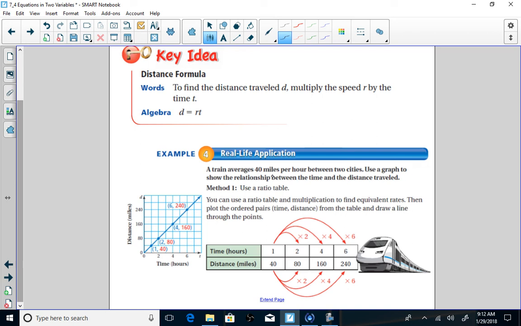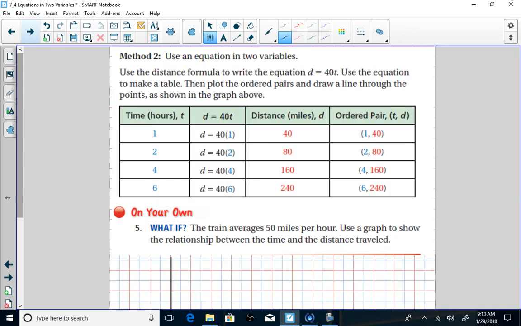A train averages 40 miles per hour between two cities, which means 1 hour, the train would travel 40 miles. 2 hours, the train would travel 80 miles. 4 hours, the train would travel 160 miles. 6 hours, the train would travel 240 miles. All right, that would be a ratio table. Or you can use the values in that ratio table as ordered pairs. 1, 40. 2, 80, 4, 160, and 6, 240, and we use those ordered pairs to graph. All right, let's try an example.